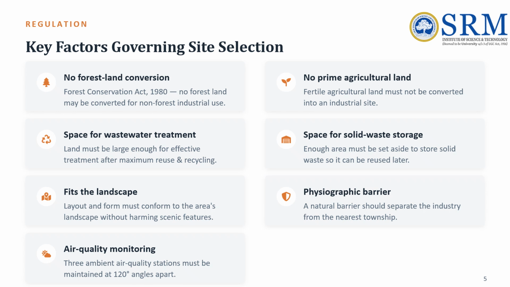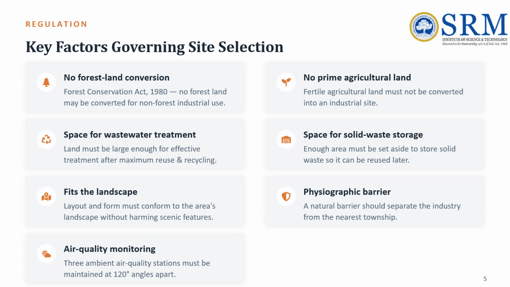The selected site should have sufficient land for installing wastewater treatment plants and solid waste storage facilities. Proper treatment and disposal of industrial waste help prevent pollution of soil, groundwater, and nearby water bodies.